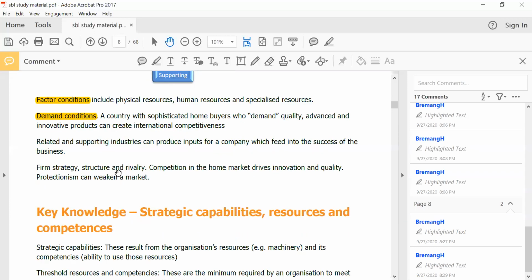I can also look at the next one, which is related and supporting industries. This is where we say we create alliances. Some businesses have aligned themselves to the point that if you have a conflict with one, you have a conflict with the others. And it makes them very powerful. Making them powerful gives them a competitive advantage. So related and supporting industries can produce inputs for a company which feed into the success of the business. Some people have aligned themselves so that they can be partners.